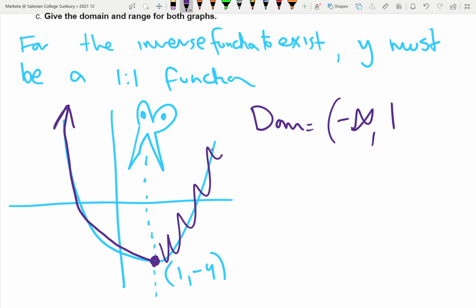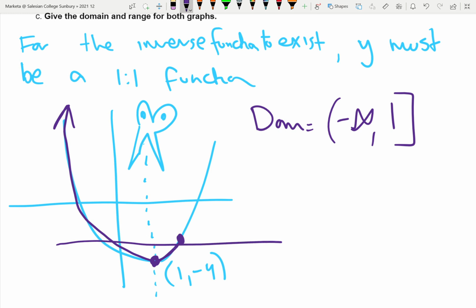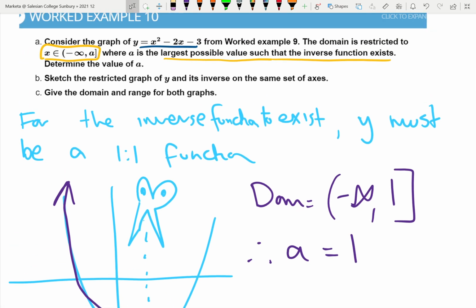up to 1. Because if you go more than 1, just say we go to 2, let's pretend 2's there, if we add that on, then this is no longer a one-to-one function. We're cutting it twice. So that means a equals 1. So that would be the first bit.